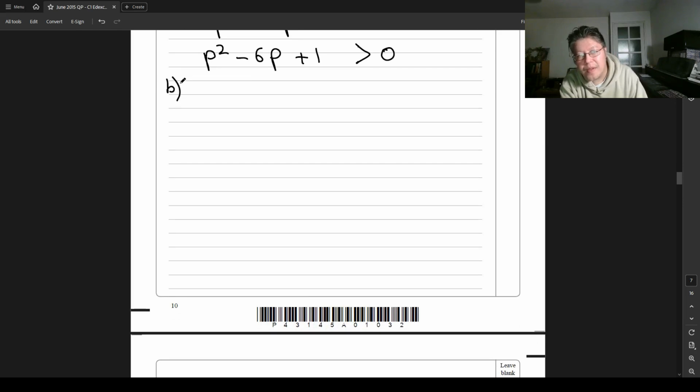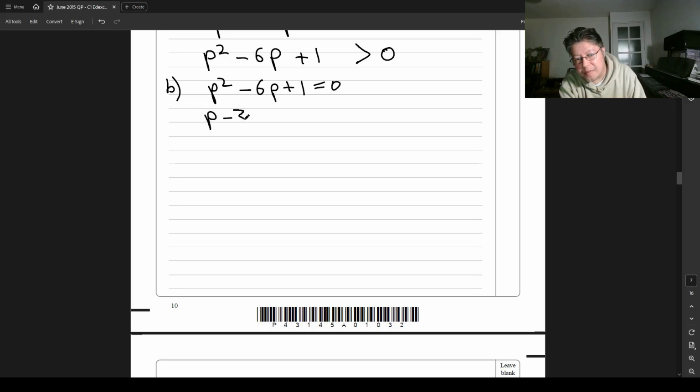So part B. It doesn't look like it's factorizable, at least with whole numbers or fractions, because of the 1 here. It won't work out, so we better solve this, maybe using completing the square. So let me complete the square on this, or we could use the quadratic formula. So we want to solve the following.